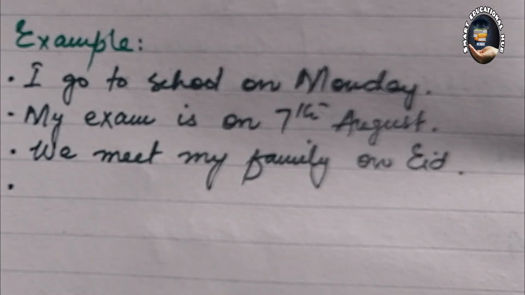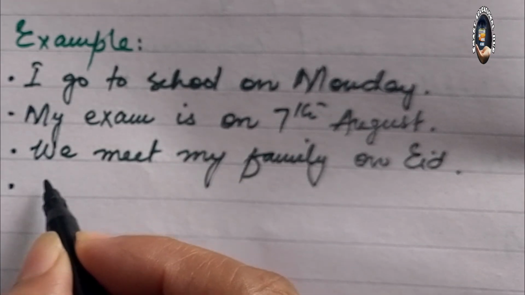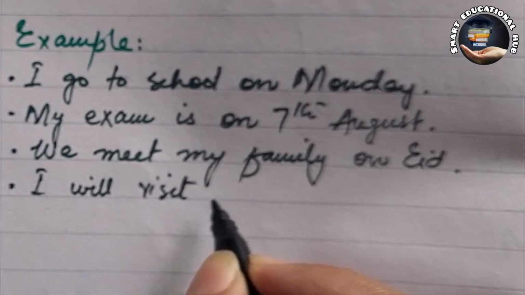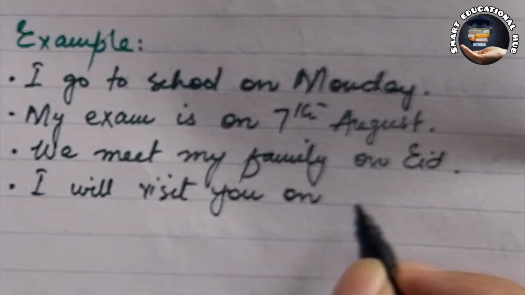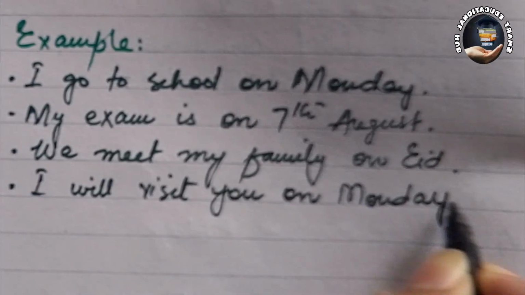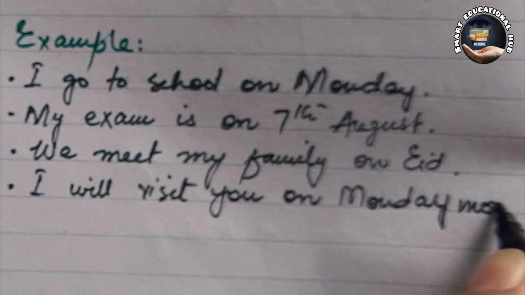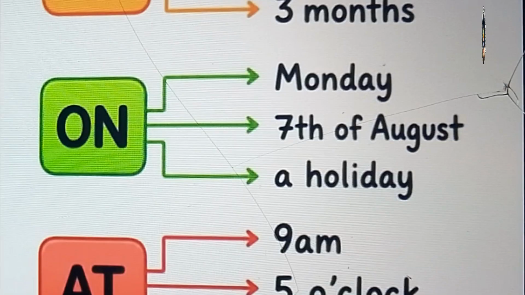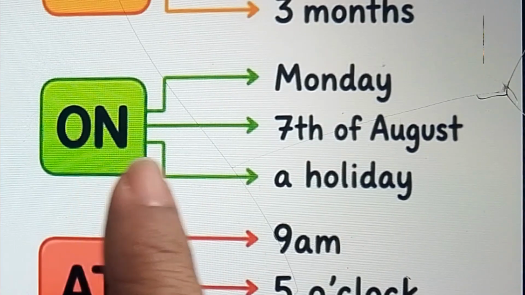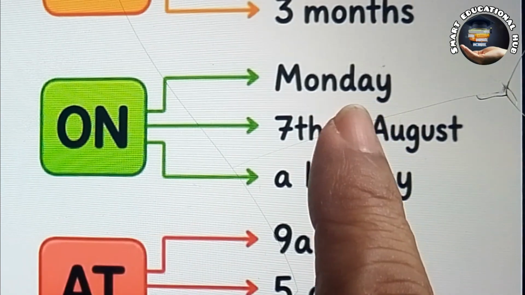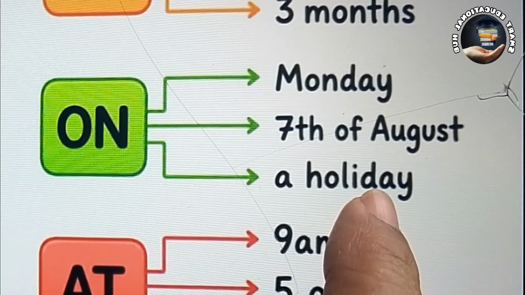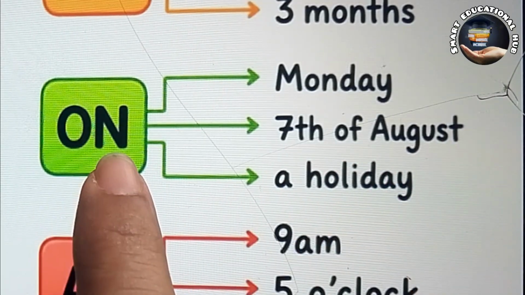If there are days and also morning, afternoon, evening, then we will also use on with that. Like, I will visit you on Monday morning. Okay, I will visit you on Monday morning. So when will we use on in a sentence? Before day names, before dates, and before any special days. We will use on with that, right?